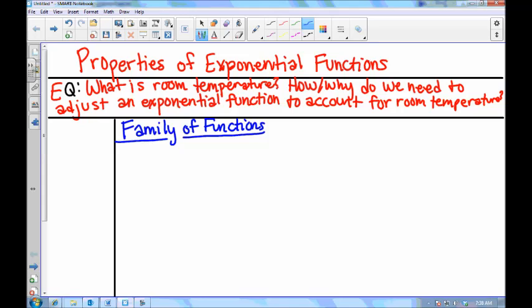Starts with an E. There you go, exponential. So we have this function, y equals a times the base, b, raised to the x minus h plus k. I believe we've written that before this year.